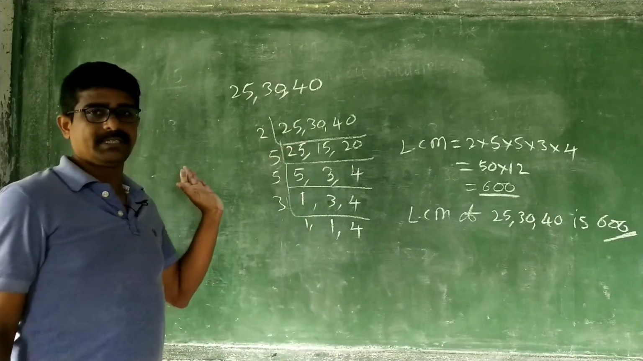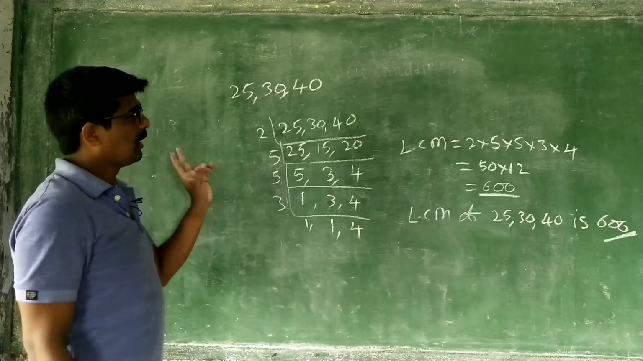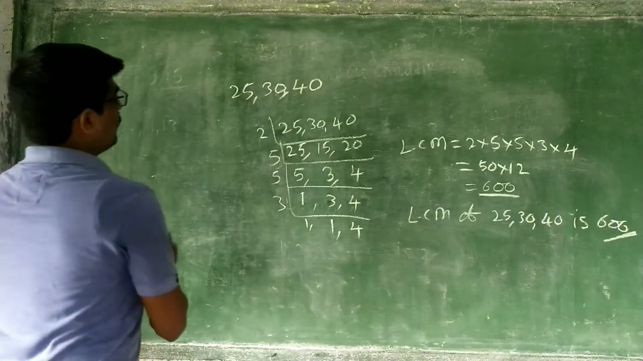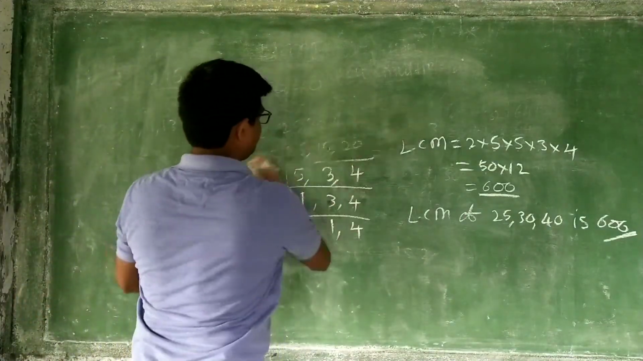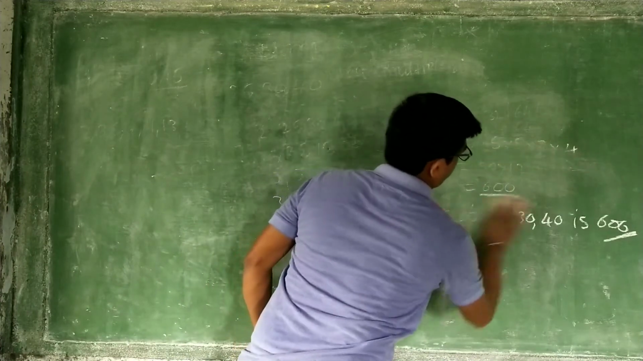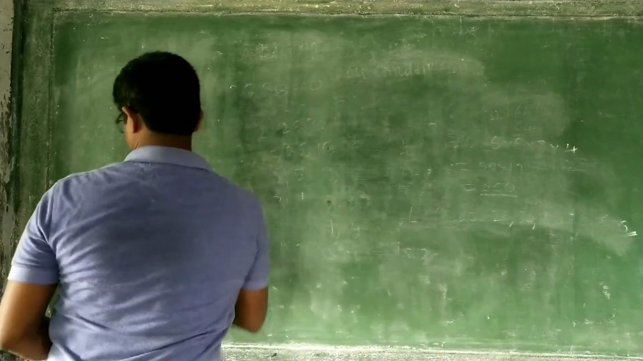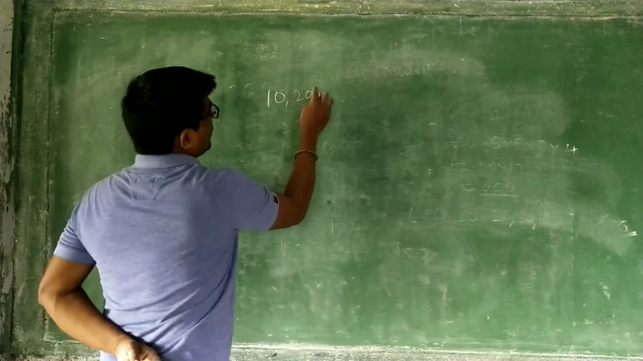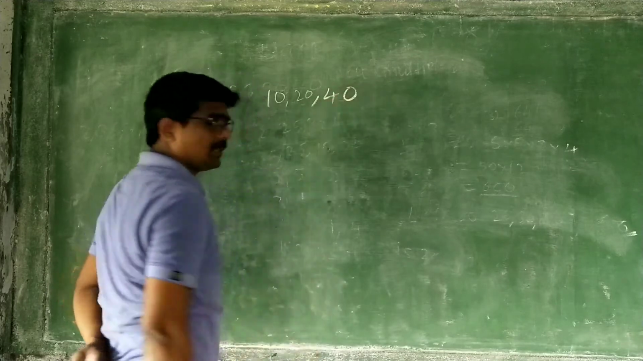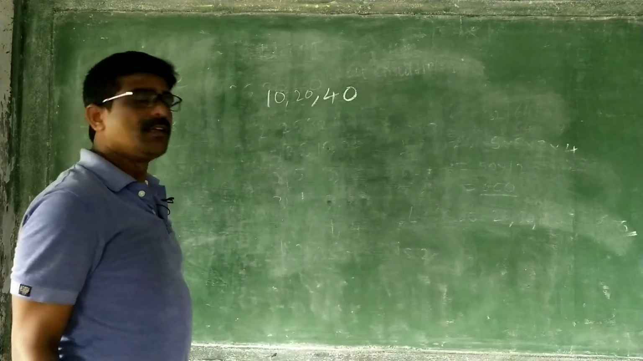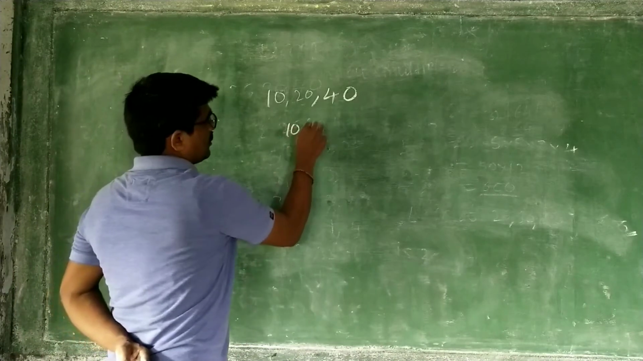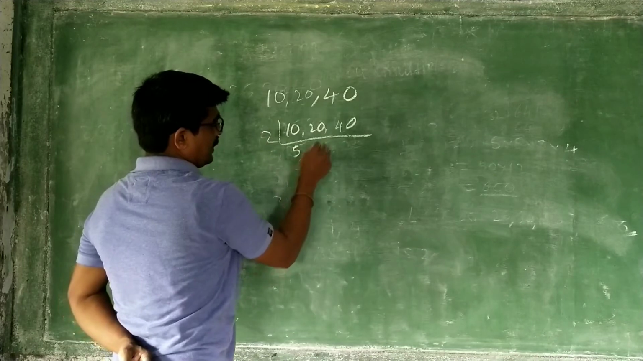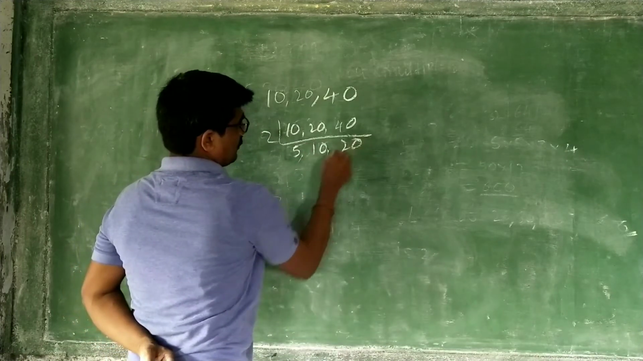Okay? Understand? This is for finding LCM. The first one was the multiple method, and this is the factorization method. Next, again I am telling another method. Find the LCM of 10, 20 and 40. First I am taking 2: 2 5s are 10, 2 10s are 20, 2 20s are 40.